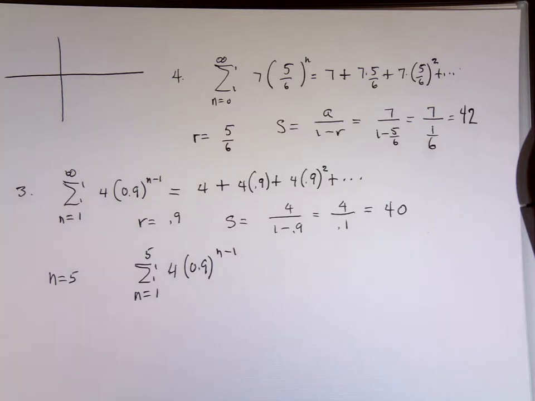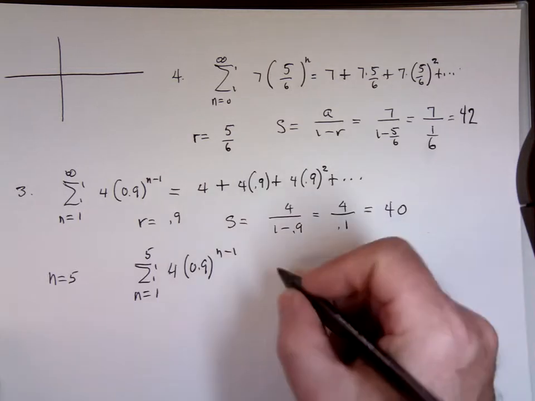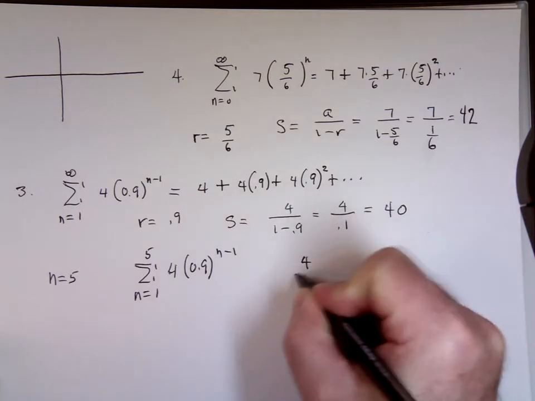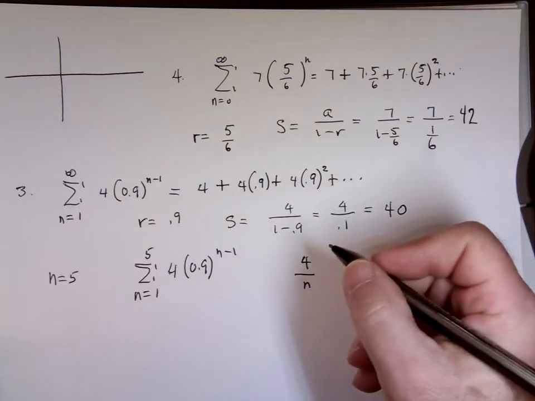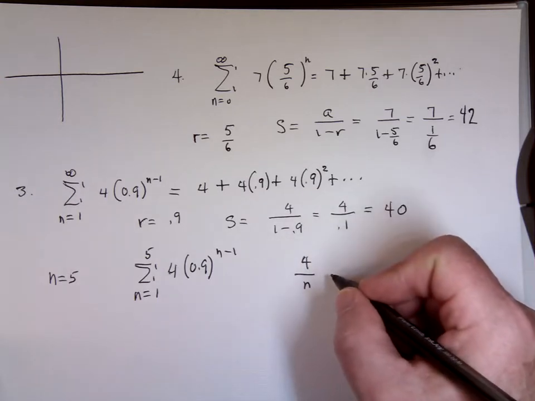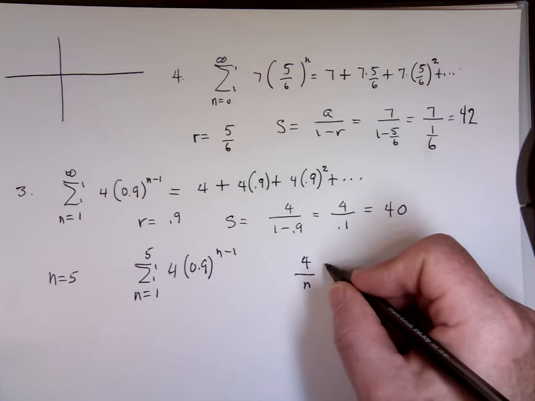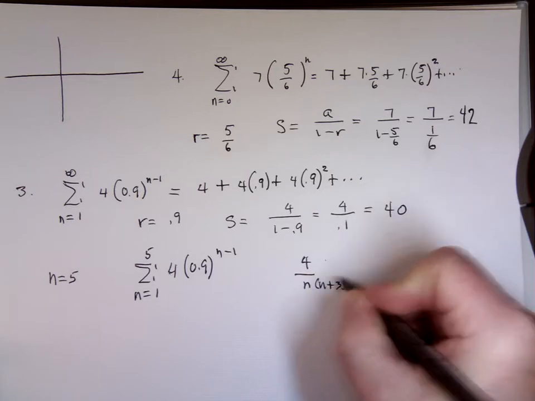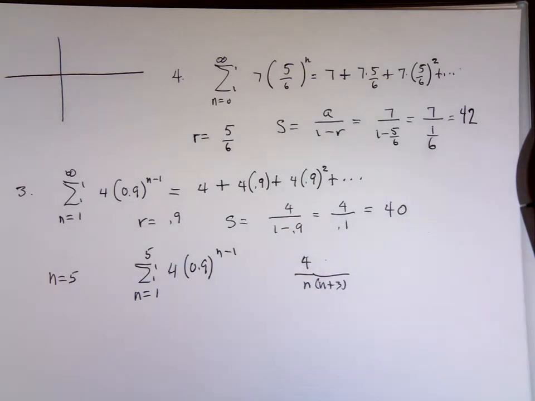Do you have another example, a similar one? 4 over n times n plus 3 in parentheses in the denominator. Okay, that's fine.